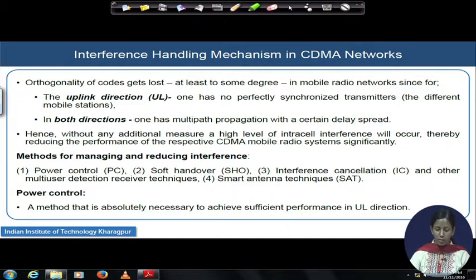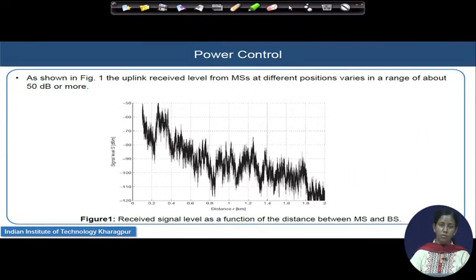That is usually performed in the uplink situation. So, before entering into the mechanism, let us see how much power you are really losing in the uplink direction if you are varying your distance from the base station. This is a graph of distance change versus the variation of the received signal level.